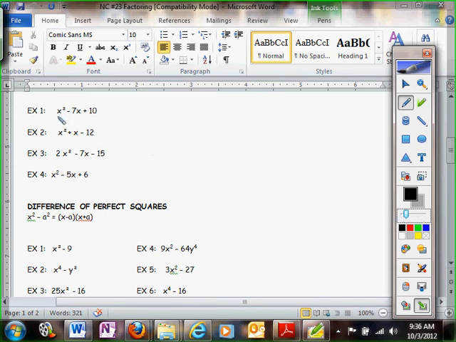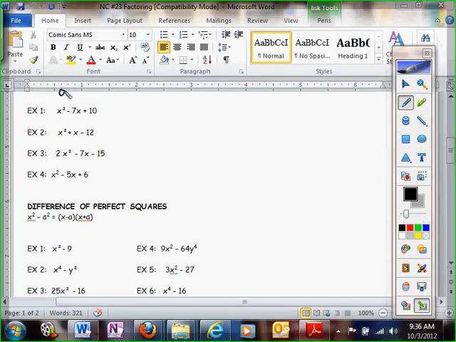First of all, you should know that the coefficient in front of x squared is a. So you would have really ax squared plus or minus bx plus or minus c. Meaning the number in front of x squared is a, the number in front of x is b, and the constant is c. So here, for example 1, I have a is 1, b is negative 7, and c is 10.